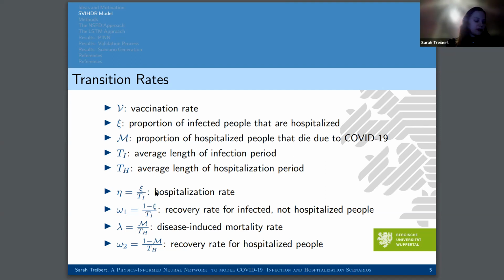For example, if a proportion of C people transits from the infected to the hospitalized class within TI weeks, then C divided by TI do this within 1 week. So that's how we got these rates. And we've got the hospitalization rate, the recovery rate for infected people that are not hospitalized, the disease-induced mortality rate, and the recovery rate for hospitalized people. And on the next slide, we can see the actual model.